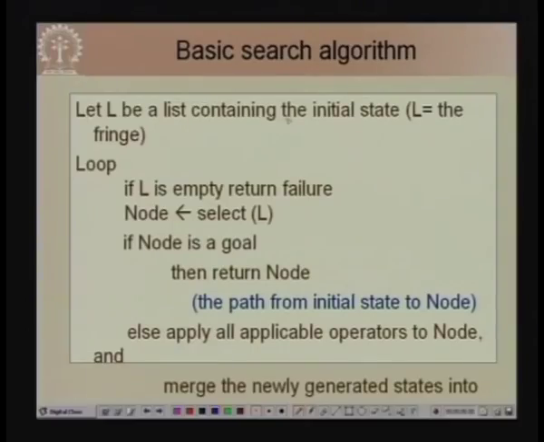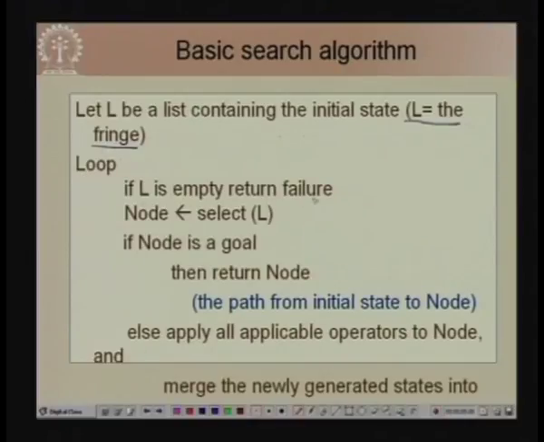So, let L be a list containing the initial state. L is called the fringe. L will contain, in the intermediate stage, the set of states that we have generated so far and that we need to expand. Then the search algorithm executes in a loop.